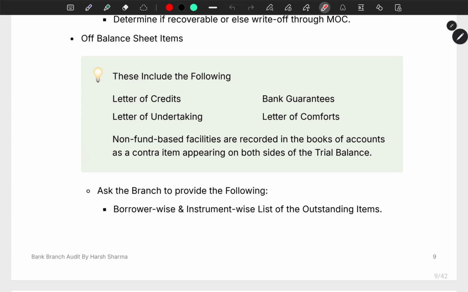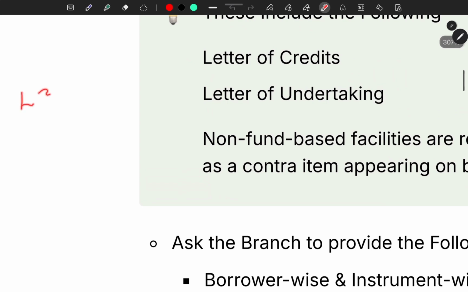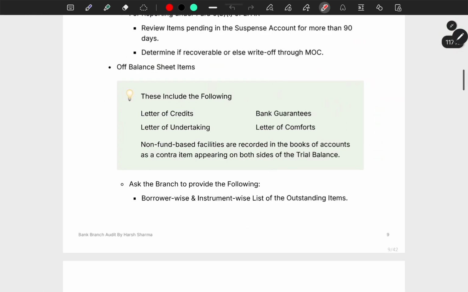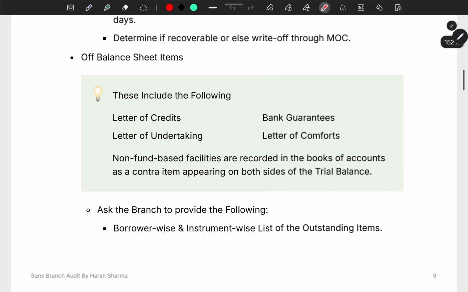ICAI has given great guidance on every kind of point regarding this. Non-fund-based facilities are recorded in the books of accounts as a contra item appearing on both sides of the trial balance. So if there is an LC outstanding of 100 rupees, it will also have a debit LC of 100 rupees, so that both are knocked off and there is no impact on the balance sheet. But what it does is increase the size of the balance sheet. It boosts the asset side, it boosts the liability side as well.